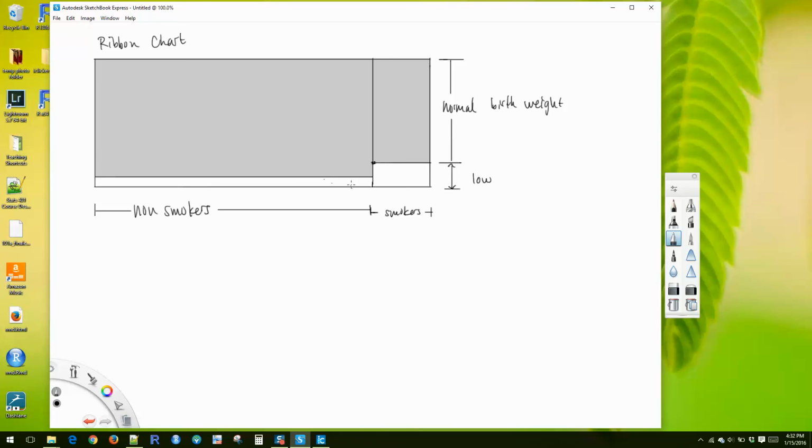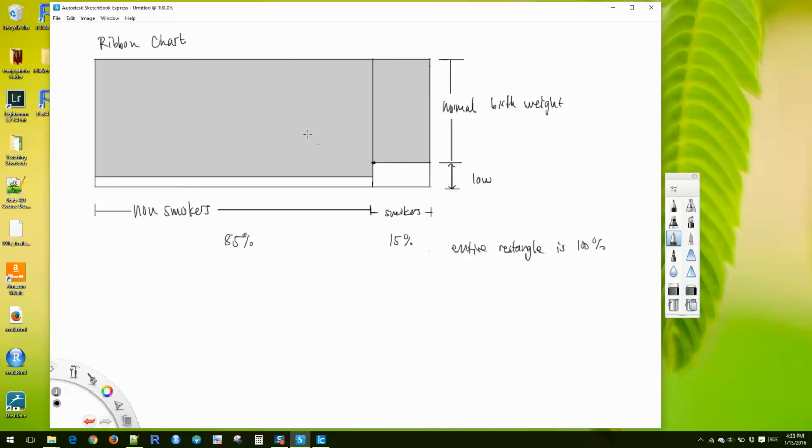So what this picture does is basically this whole chart, this whole rectangle, is supposed to represent 100%. The entire rectangle is 100%. And if we just looked at the width, I'm making up numbers here, but maybe non-smokers were 85% and smokers represented 15%. So if we looked at the entire population and split it between smokers and non-smokers, 85% are non-smokers and 15% are smokers.